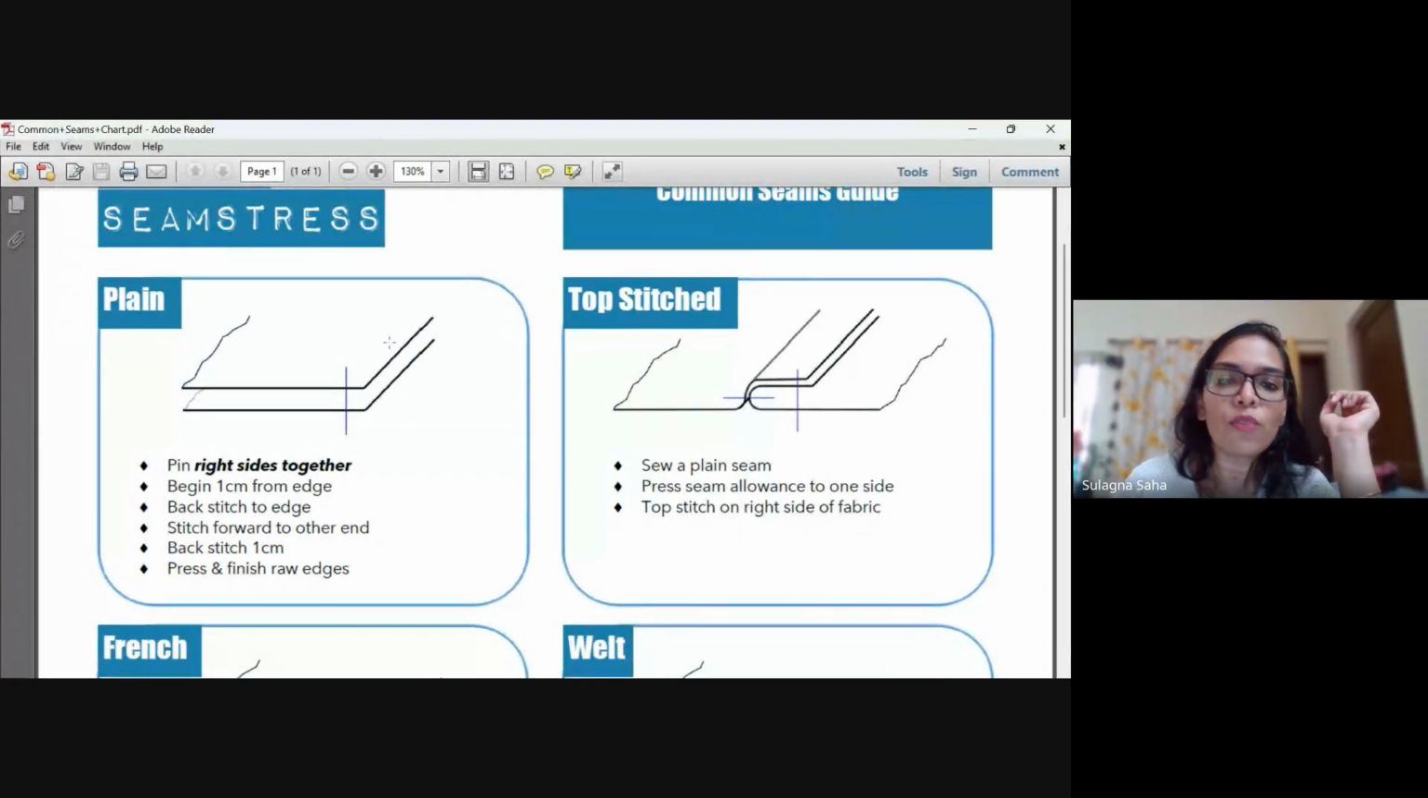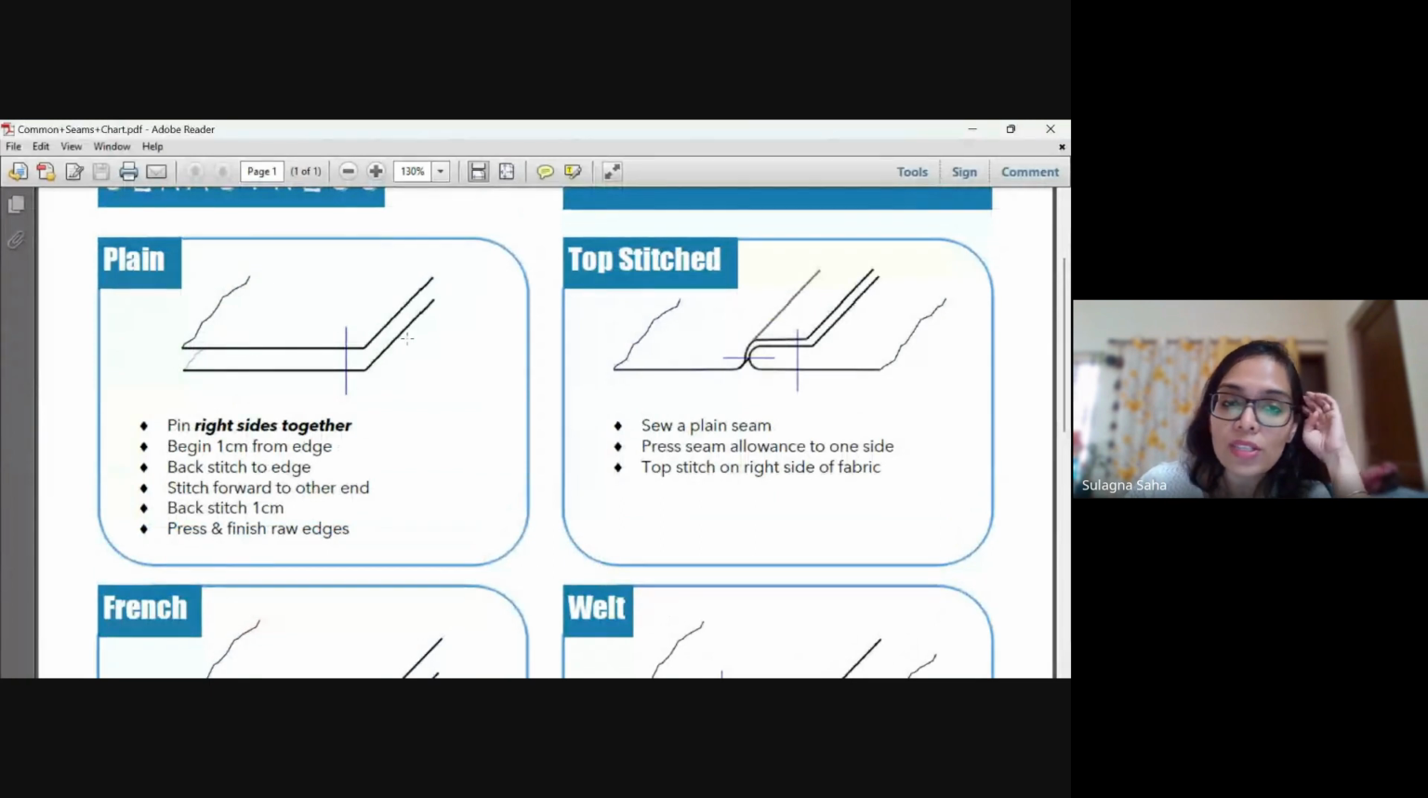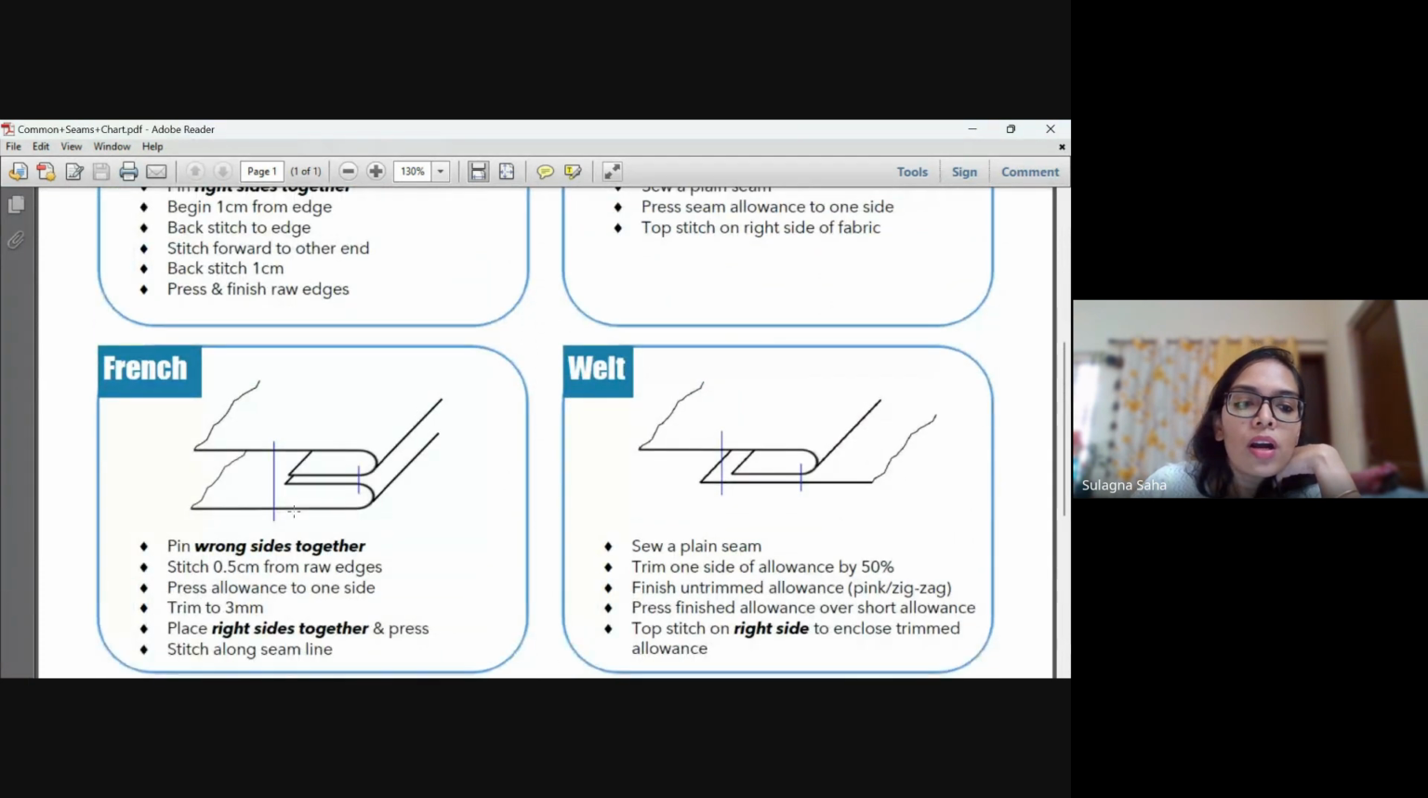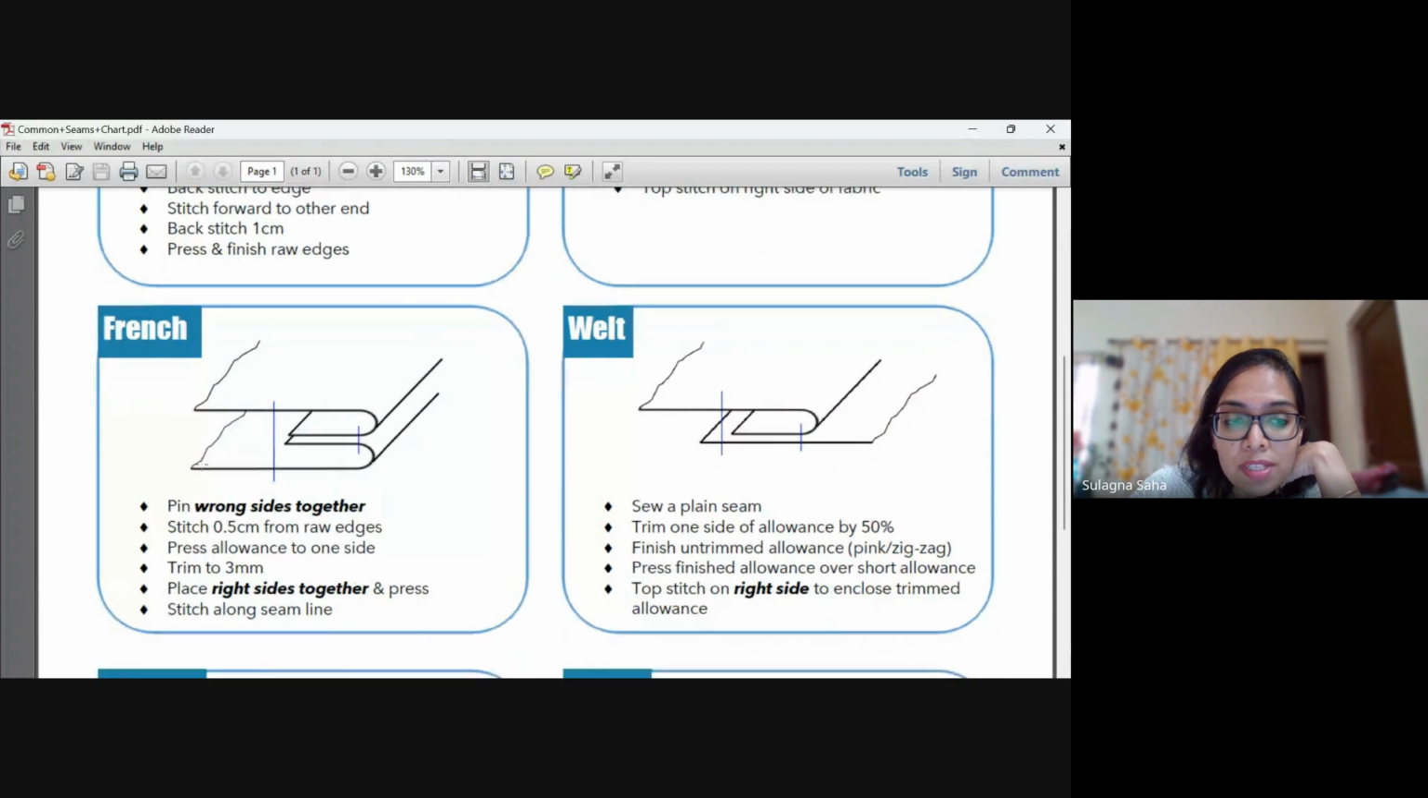So depending on what seam you are making, your seam allowances will change, right? So this one will have maximum seam allowance, this minimum seam allowance, this will need a little more. A French seam will of course have much more seam allowance than that of a plain seam.